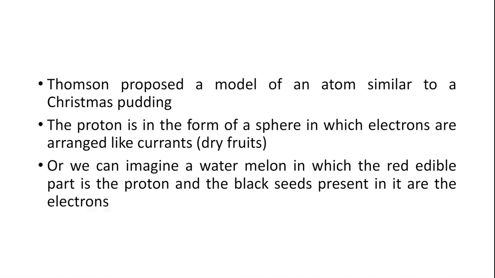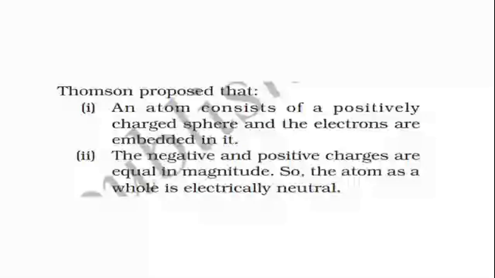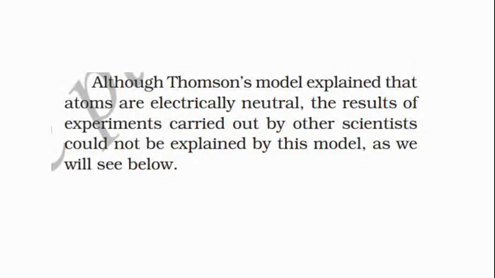But it could not explain the results of the experiments conducted by other scientists. So that was the disadvantage. Thomson proposed that an atom consists of a positively charged sphere and the electrons are embedded in it. The negative and positive charges are equal in magnitude, so the atom as a whole is electrically neutral. Although Thomson's model explained that atoms are electrically neutral, the results of the experiments carried out by other scientists could not be explained by this model.